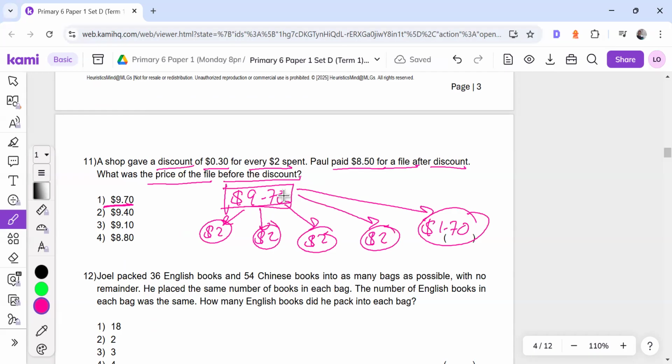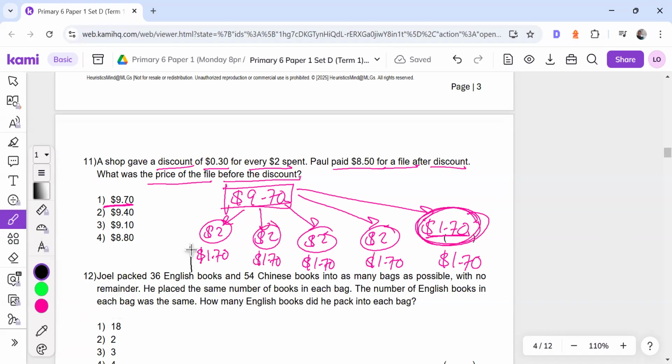Let's see. So if you spend every $2, what happens? You will get a 30-cent discount. So isn't that $1.70? So you only pay $1.70, right? So $1.70, $1.70, and do you get a discount for spending $1.70 here? No, you must spend $2, then you get a 30-cent discount. So nothing happens here. All right, nothing happens. No discount. Okay, because it's not $2.